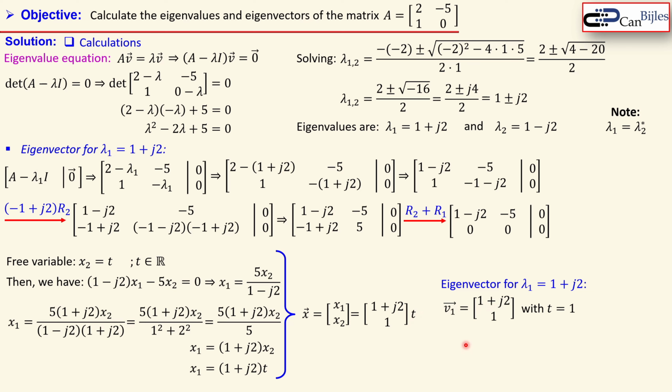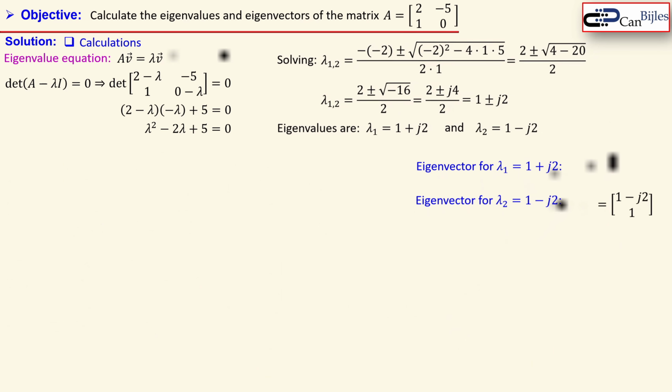The nice thing about this is we don't have to do all the procedure here again for lambda 2. We can say the eigenvector of lambda 2 is the complex conjugate of the vector here for lambda 1. So v2 is the complex conjugate of v1. That means we just have an opposite sign here for the imaginary values and we are done. This is actually pretty simple. Now we have everything. We have the eigenvalues and we have the eigenvectors. So let's proceed to the next step.